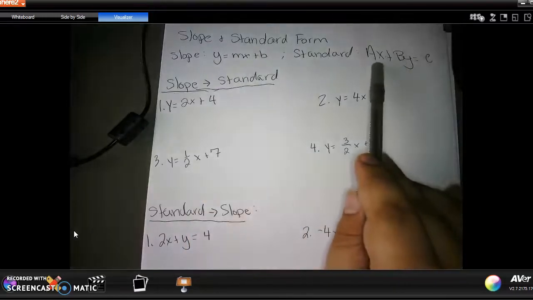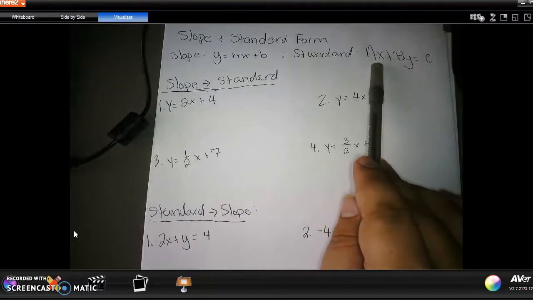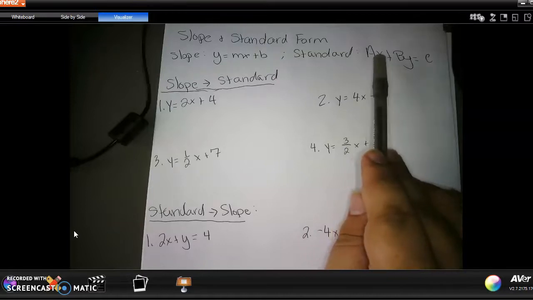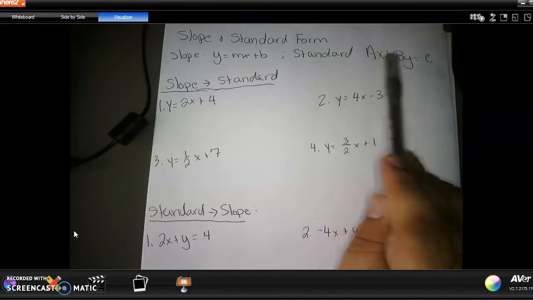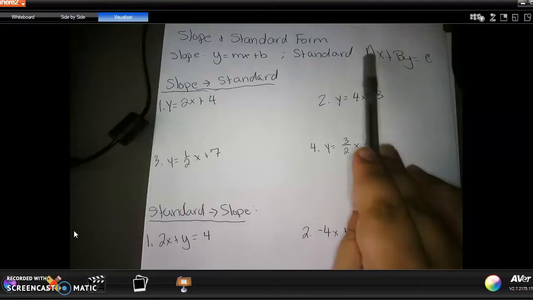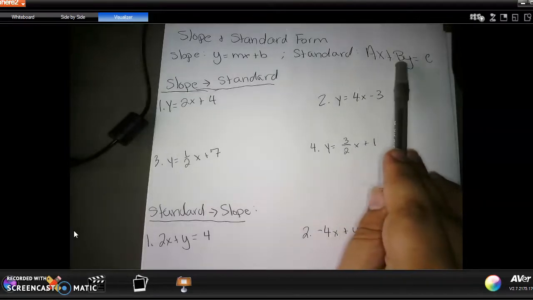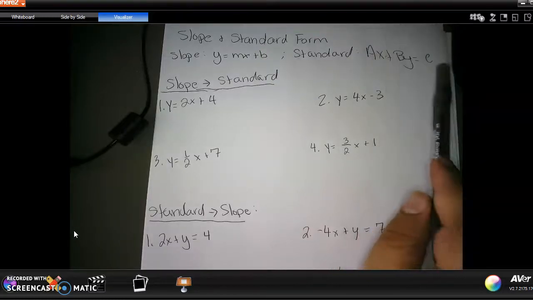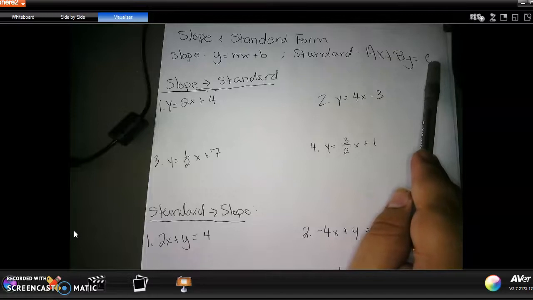Okay? Standard form. Standard form is ax plus by equals c. So ax is, again, a number with x. So that could be 1x, 2x, 3x, a million x. By, same thing as ax, except you have y. So this is going to be a different number with y. So that's like 2y, 3y, a million y, whatever. C is just a regular number by itself. Okay? So that's going to be 1, 2, 3, 4, a trillion, whatever.